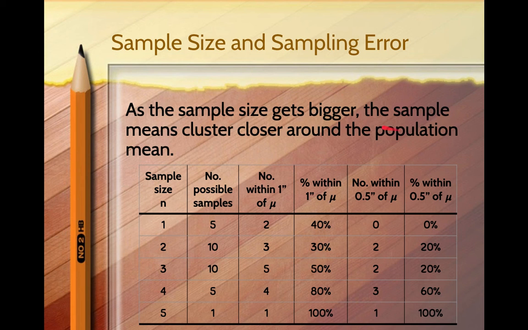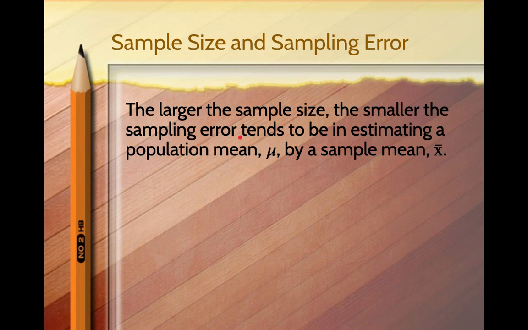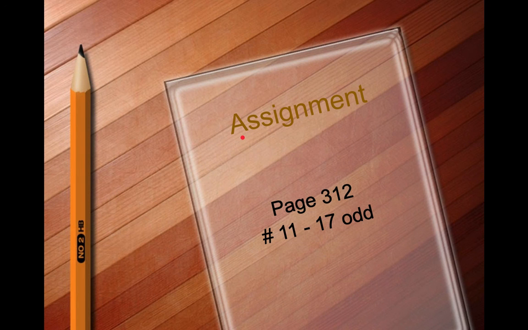But again, as the sample size gets bigger, the sample means cluster closer around the population mean. So the larger the sample size, the smaller the sampling error, which kind of makes sense. It's pretty intuitive. So that's just this first section, the introduction to this idea of the sampling mean and the sampling error. So go ahead and try these problems.